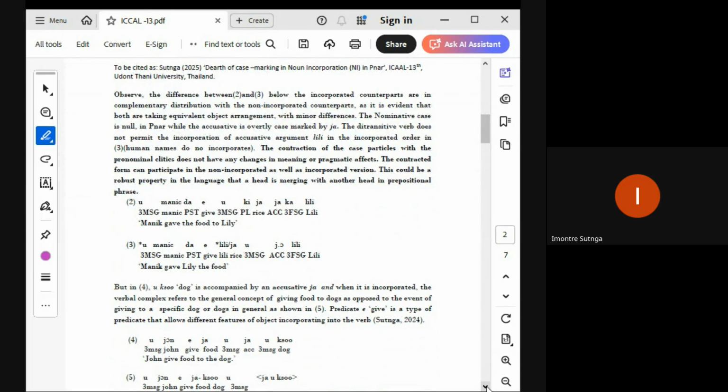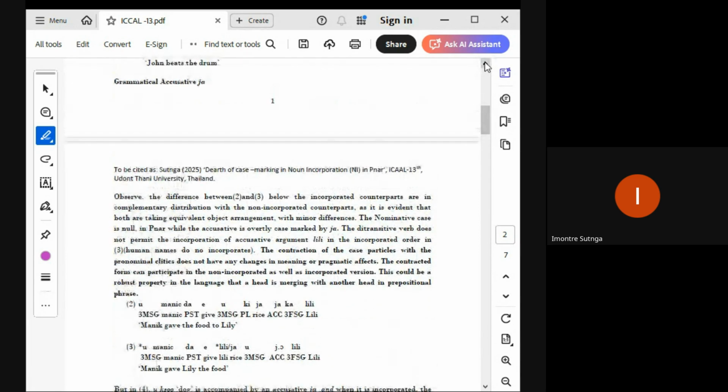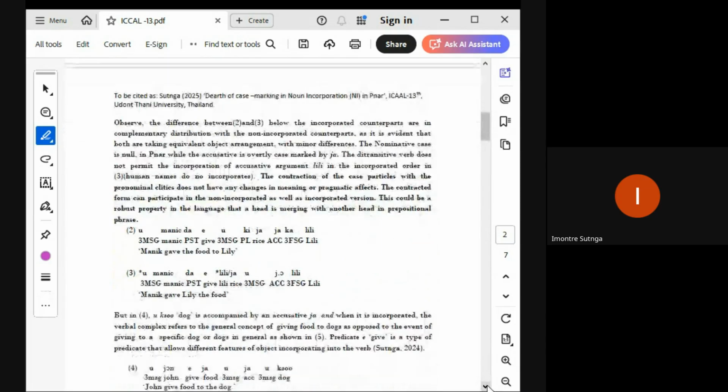Observe the difference between example 2 and 3. Use into umanik the e u ya ki the e u ki ja ya ka lili. Then you will see in example 3, example 3 is the incorporated form, and example 2 is the non-incorporated form. Umanik the a lili ya, the a lili or jao. So this movement is not possible in the accusative form. So we talk about the type of case, accusative ya. So lili cannot move to the verbal complex here.